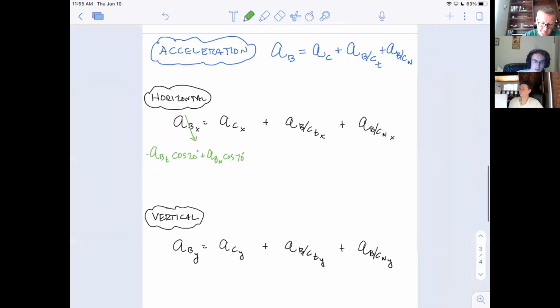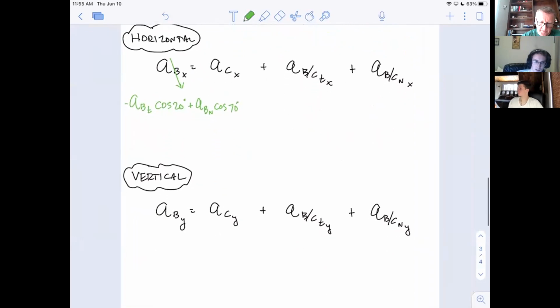And while I'm at it, I think I'm going to go over here and do the same thing down below. In other words, isn't this also going to be acceleration of B tangent, but it'll be modified by the sine of 20, and acceleration of B normal, but it'll be modified by the sine of 70. Now the question is, are those positive or negative?